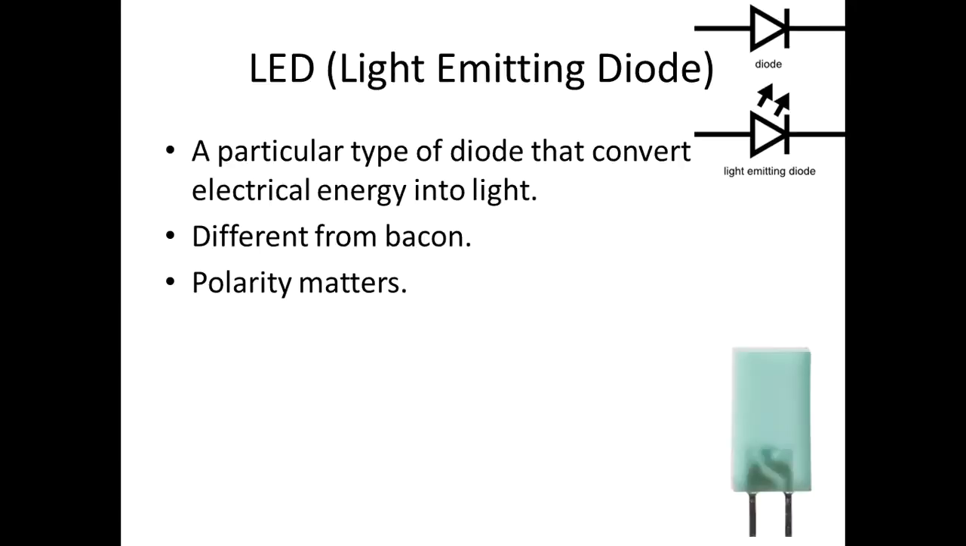How are light emitting diodes different from bacon? Well, light emitting diodes themselves are fun until cooked, whereas bacon's only good after it's been cooked. Once you burn up a light emitting diode, it will no longer work. It is not very exciting.